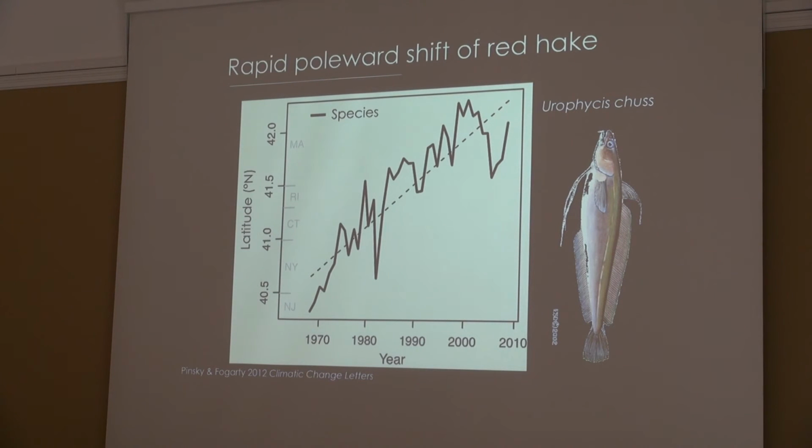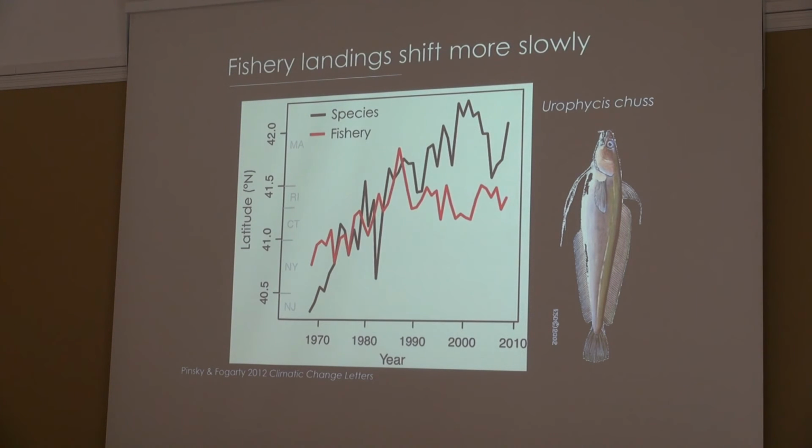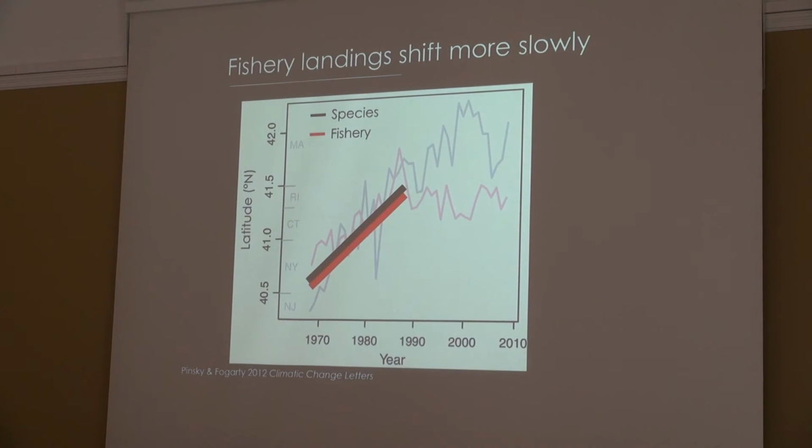So we can also plot the center of where red hake has been landed by fisheries that catch red hake. And you can see that the red hake fishery has also moved north. Though there's also this more interesting pattern in there as well, which is that the fishery moved north at about the same rate as the species did up until about 1990, and then afterwards they've diverged. Red hake, the fish, has continued moving north up into Massachusetts, whereas the fishery has actually stayed farther south.